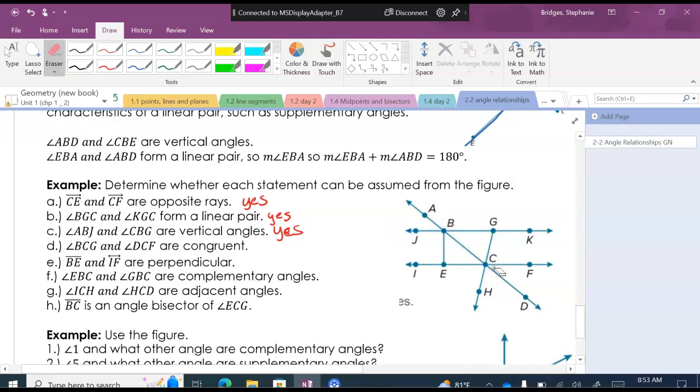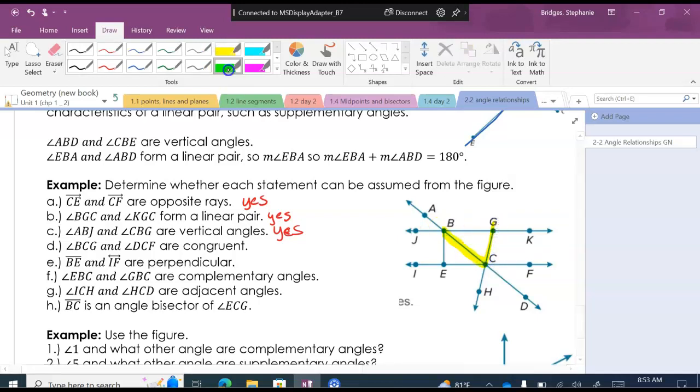All right, the next one. Can we assume from the picture that angle BCG and DCF are congruent? The only way that we could assume they are congruent is if they are vertical angles. So you have to look at your picture and decide. BCG and DCF. The only way they could be congruent at this point is if they are vertical angles. What do you think?